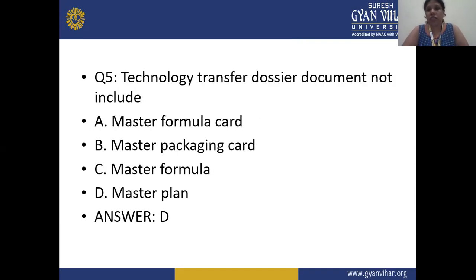Next is the technology transfer dossier document, not include master formula card. Yes, it should be there. Master packaging card should be there. Master formula should be there, but master plan is not there. So that means the answer D is correct. That is, in technology transfer dossier document, master plan should not be there.